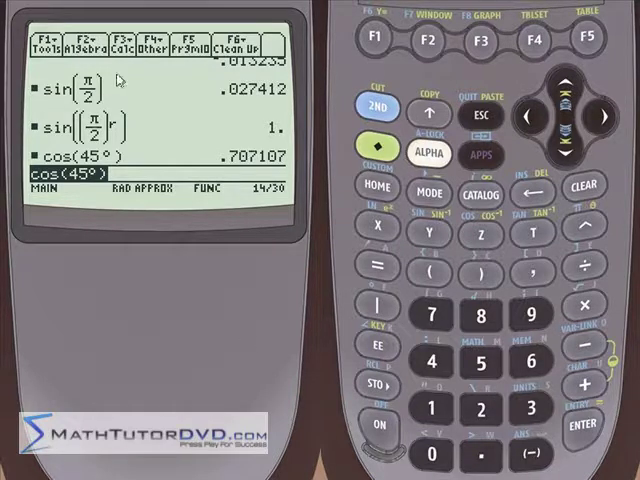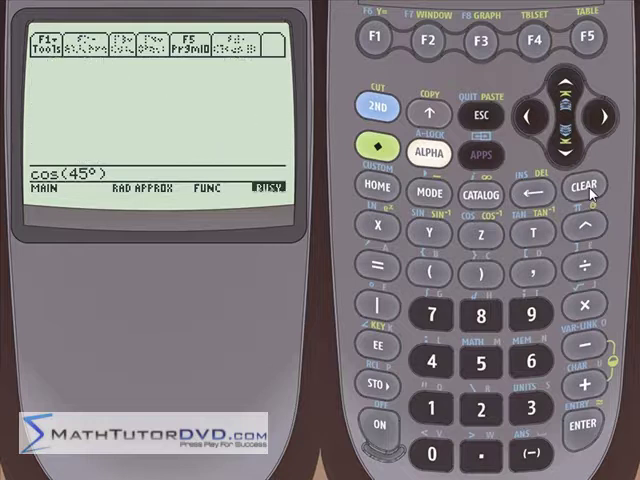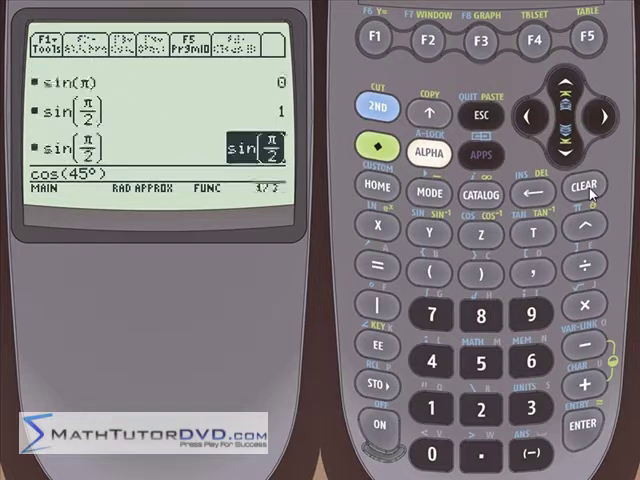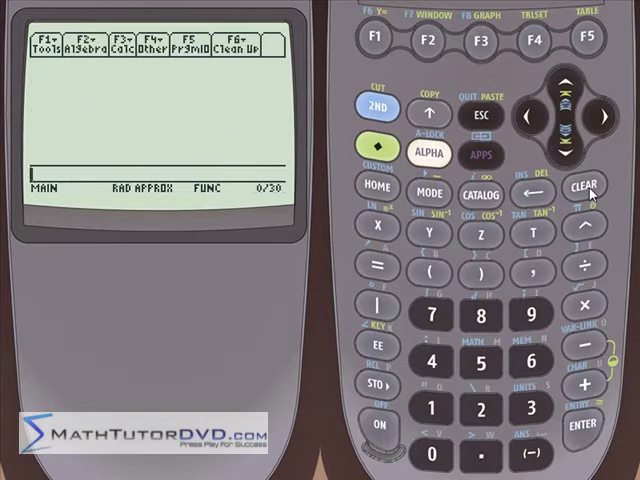All right, so we've talked about how to input angles. We've talked about how to override the current angle function that the calculator is in. We've talked about how to do all that. Now let's talk for a minute about how to convert from one angle system to another, because it's really easy to do and it's really useful.